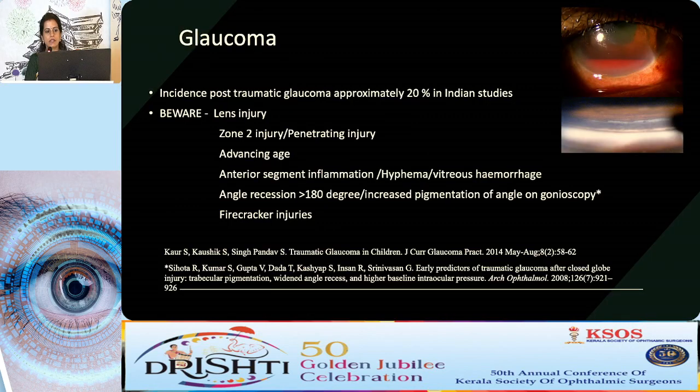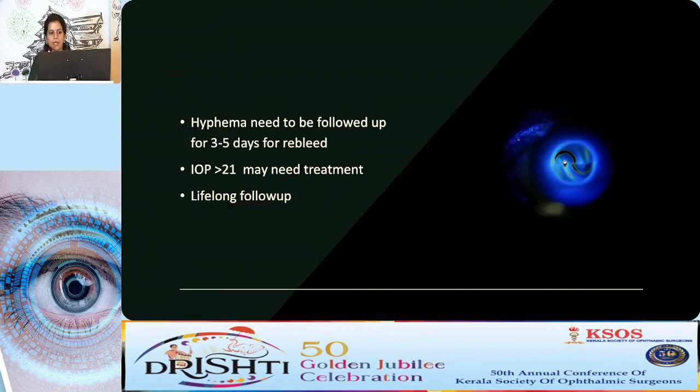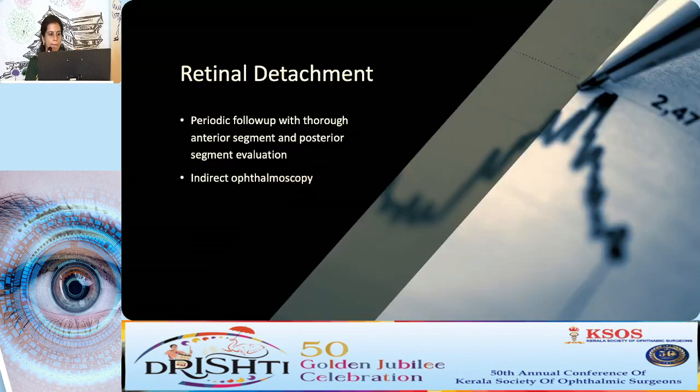Glaucoma: Indian studies have shown that it's approximately 20%. And when should we suspect glaucoma in pediatric ocular trauma? When there is a lens injury, anterior segment inflammation, hyphema, zone 2 injuries, penetrating injuries, angle recession, firecracker injuries. In all these conditions we should anticipate glaucoma and evaluate for it. Hyphema, even after resolution, we need to look for rebleed. That is a common cause for glaucoma. IOP more than 21 might need treatment, and they need lifelong treatment and follow-up.